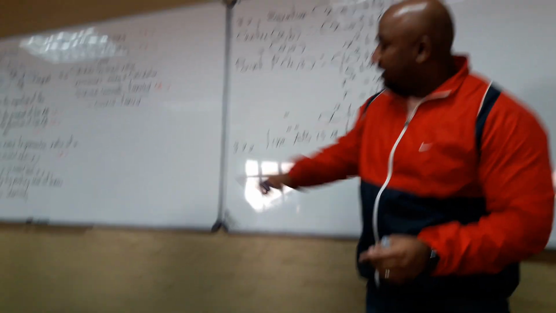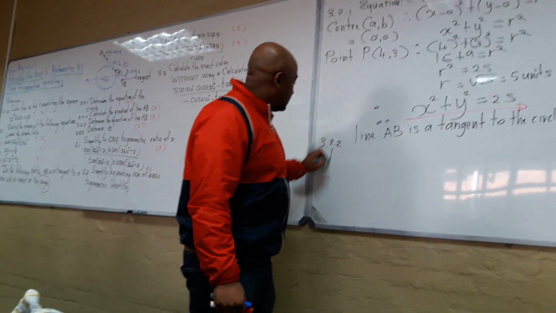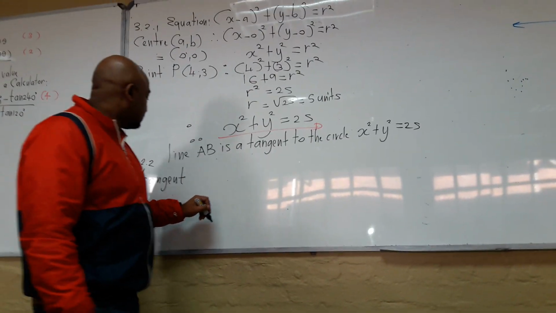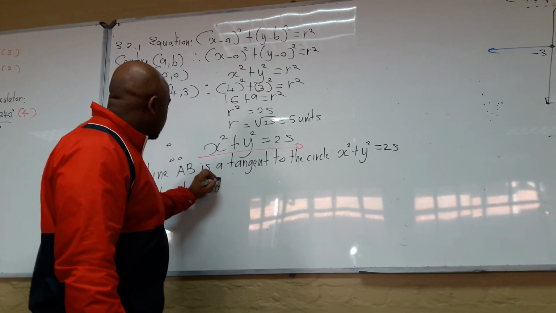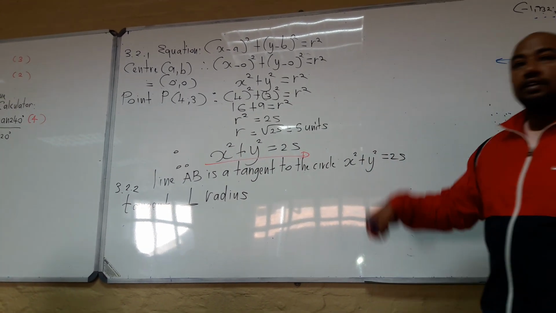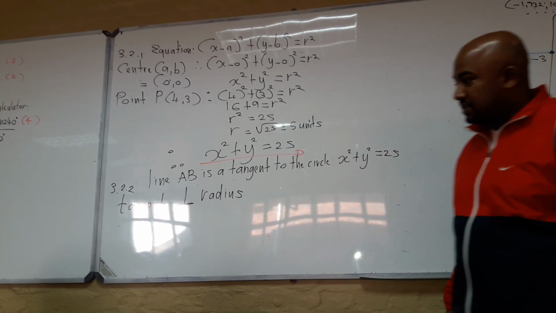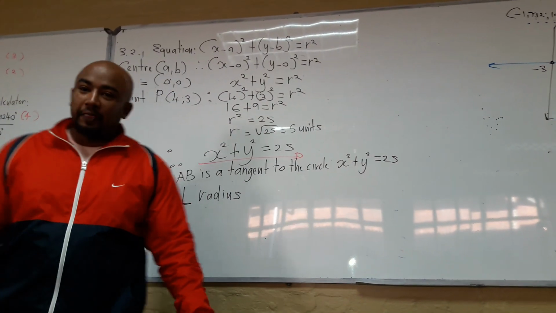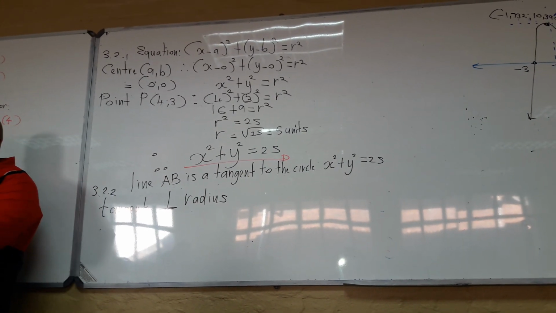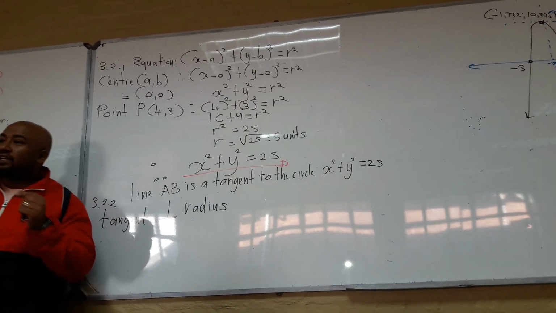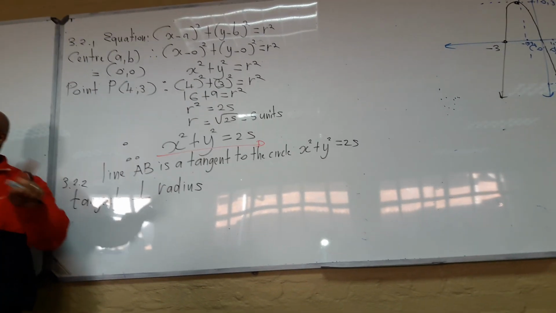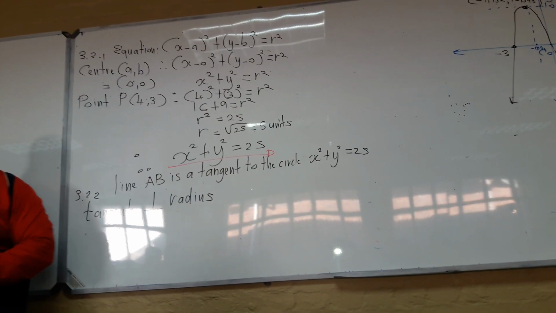So we need to know our theory, and the theory here is that the tangent is perpendicular to the radius. So the tangent is perpendicular to the radius. What does that mean now? It means that the angle at the point of contact will be 90 degrees. So what is your theory on perpendicular lines? We know that if you multiply the two gradients, the result is -1.